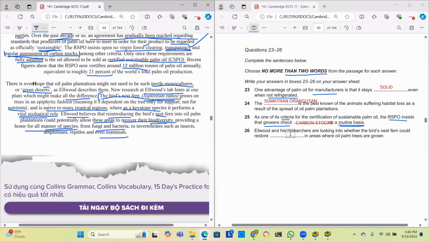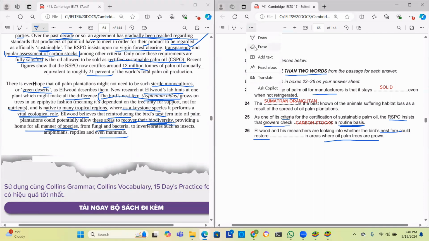Okay. Now, Elwood and researchers are looking to whether the bird's fern could restore. Restore means recover. Recover, restore. These two, they are our keywords, guys. So this is restoring in areas where palm oil plants are grown. So these are the keywords. So what is our answer? Recover their biodiversity. Yes. Restore the biodiversity. That should be our answer, guys.